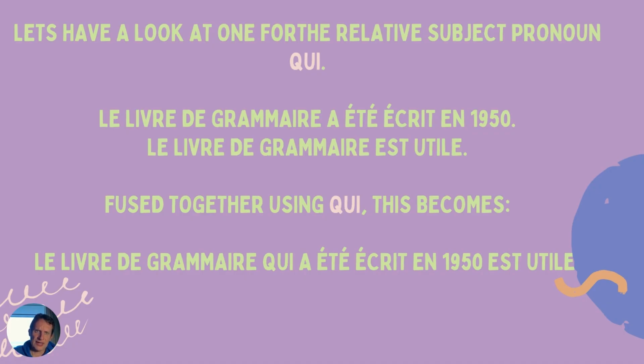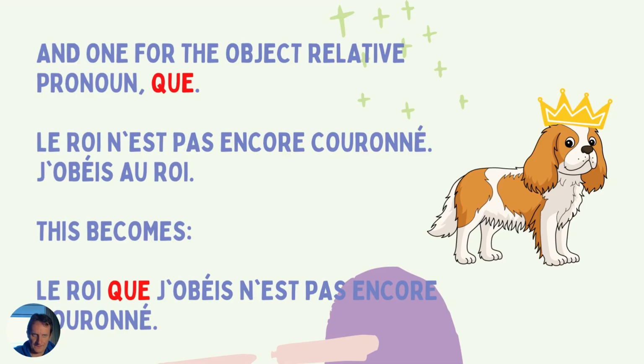Let's have a look at one for the relative subject pronoun qui. Le livre de grammaire a été écrit en 1950. Le livre de grammaire est utile. Fused together using qui, this becomes Le livre de grammaire qui a été écrit en 1950 est utile. And one for the object relative pronoun que. Le roi n'est pas encore couronné. J'obéis au roi. This becomes Le roi que j'ai obéi n'est pas encore couronné.